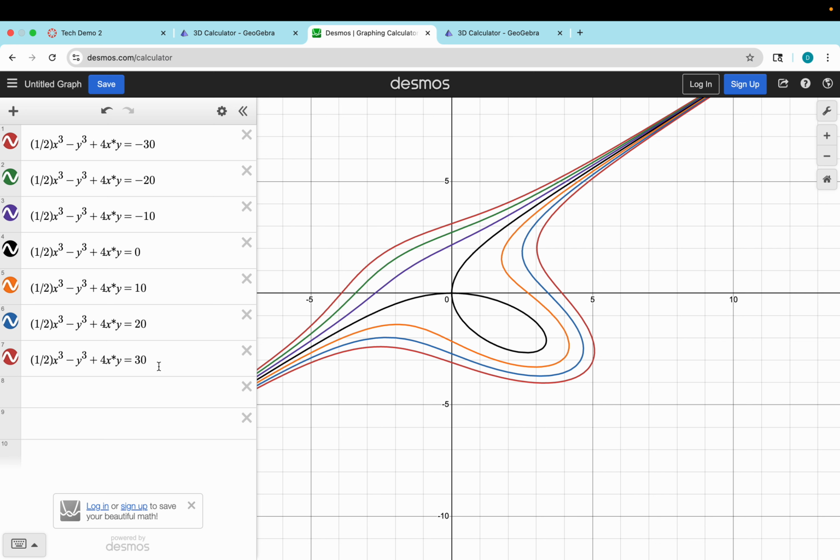I plotted 7 curves where z equals -30. I wasn't able to label each of them because I didn't know how. But you can see here the red, which is z equals -30, green -20, purple -10, black is 0, orange is 10, blue 20, and z equals 30.